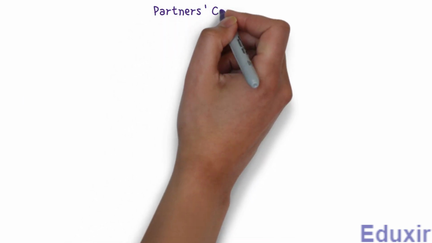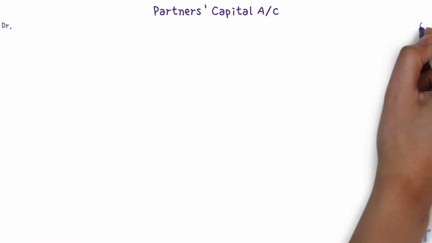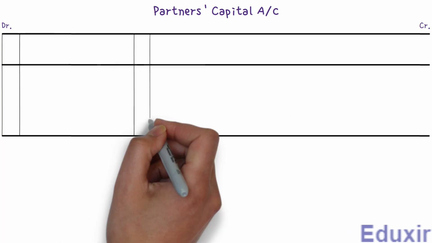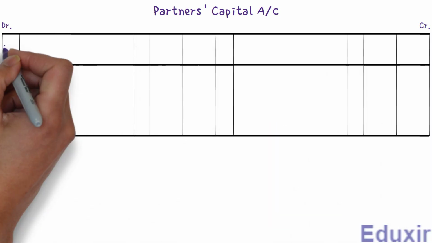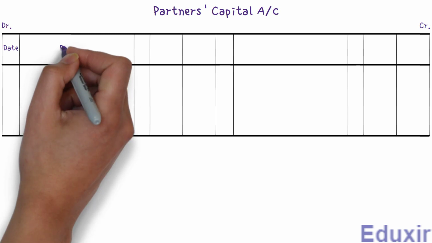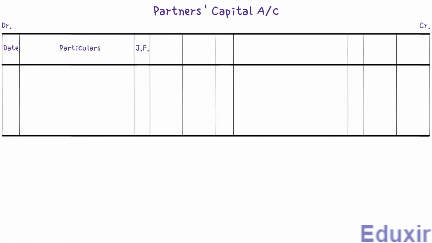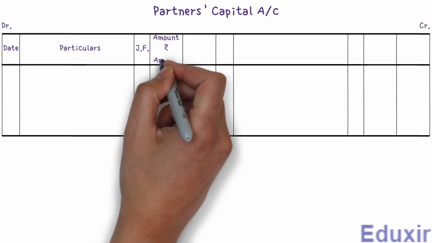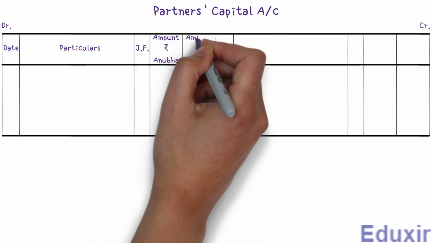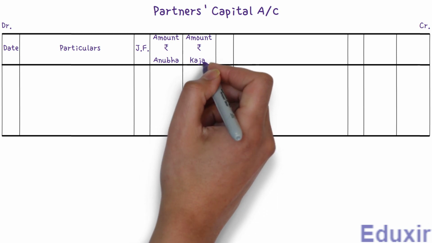Let's first write the title as Partners Capital Account. Let's then write the headers DR and CR to designate the debit and credit sides respectively. Let's now have the individual columns for date, particulars, journal folio, amount in rupees for the partner Anubha, and amount in rupees for the partner Kajal.